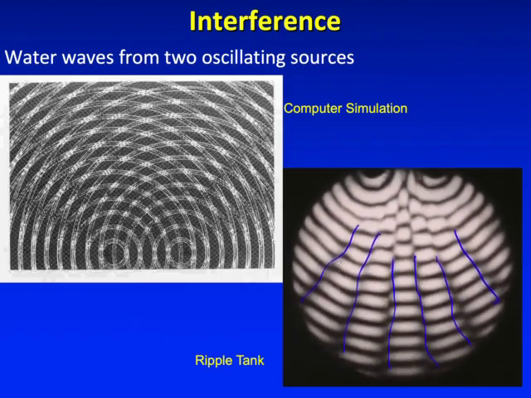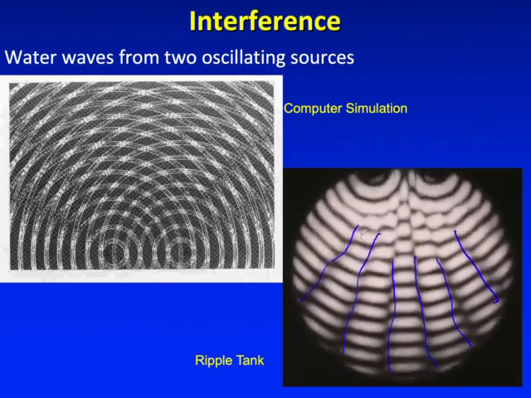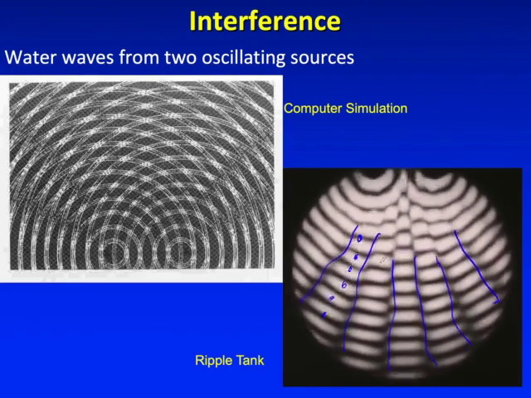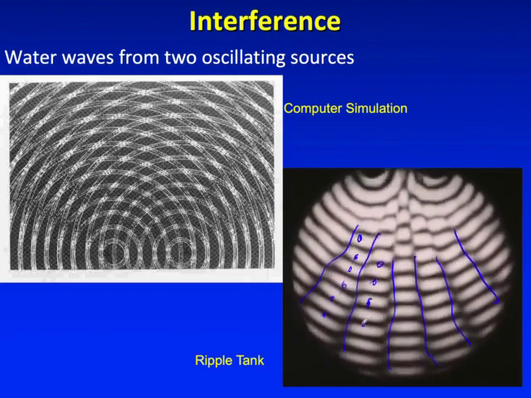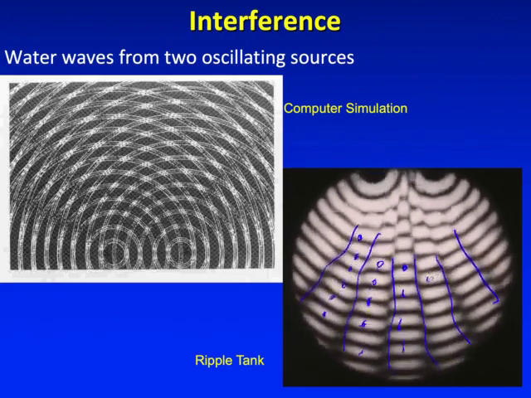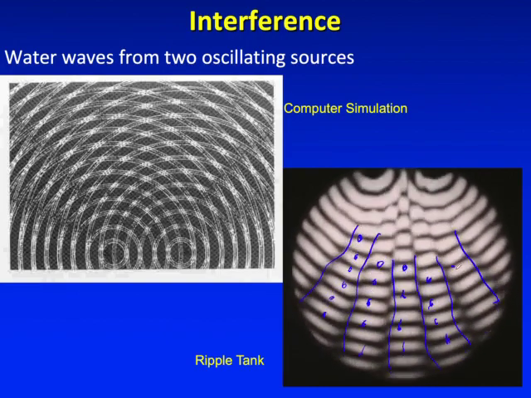They're almost all dark. In between here are the points of constructive interference, where you're getting very large amplitude crests and troughs. I won't draw all of them in, but you get the idea. I'll do a few more over here as well.